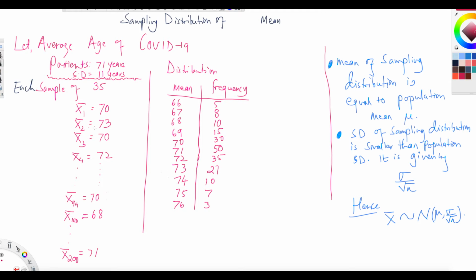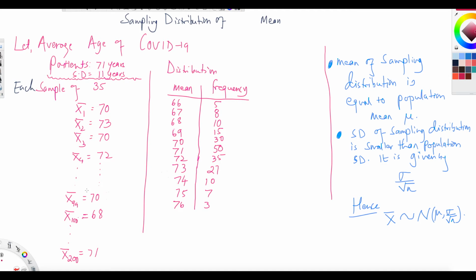The second sample has average age 73 years. The third sample has average age 70 years. The fourth sample has average age 72 years. And then we continue that way. The 99th sample has average age 70 years. The 100th sample has average age 60 years. Each of these samples has sample size 35. We are picking 35 people and then finding the average age of those 35 people.